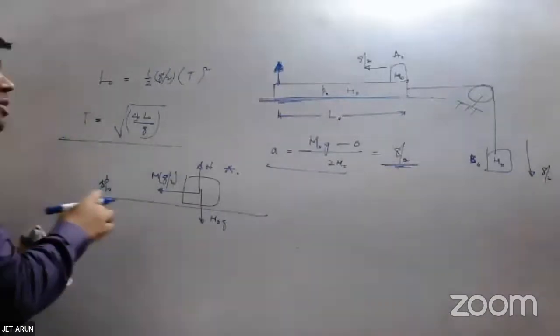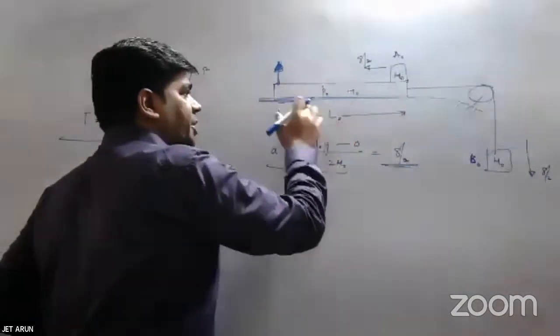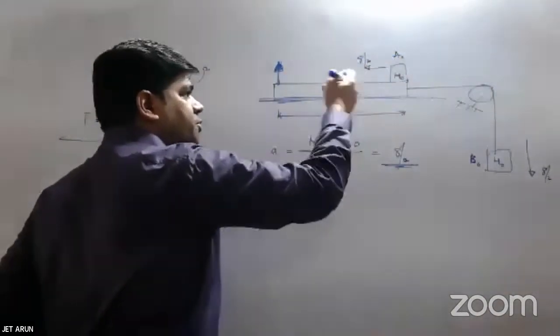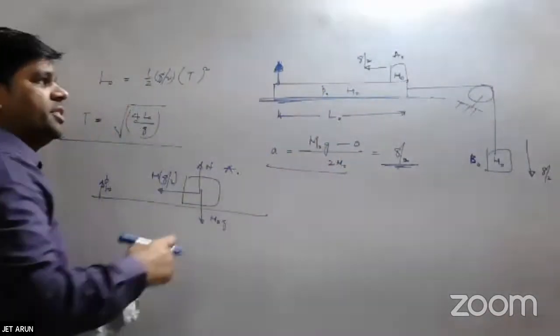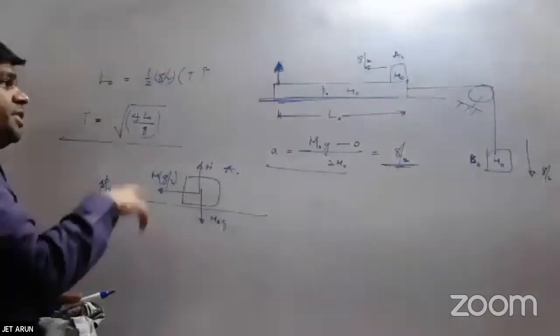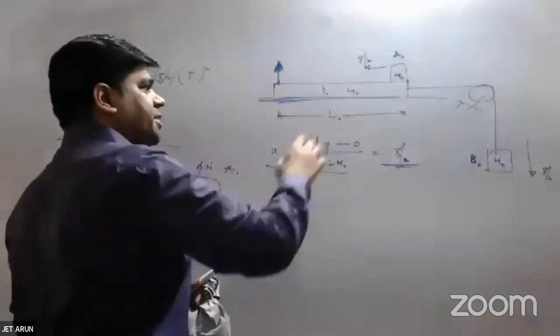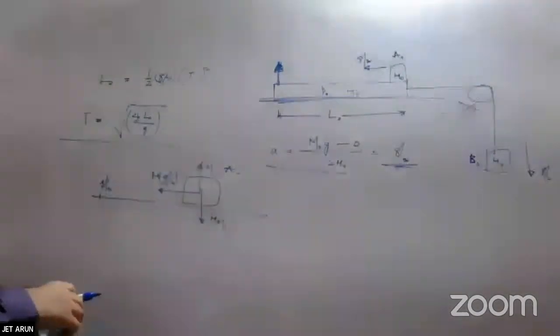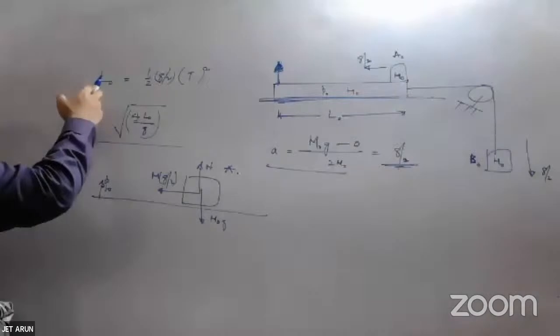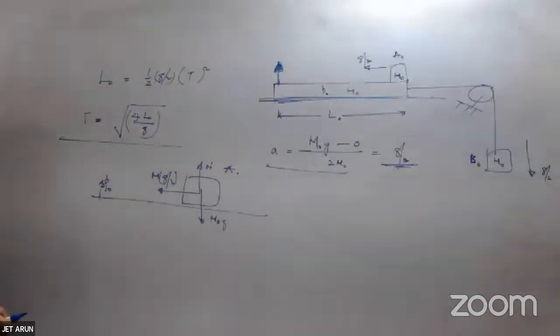Or I could as well find the acceleration of the plank. Standing on the plank, the acceleration of the particle would be g/2 towards left. Relative acceleration would be g/2 towards left. And it will cover this length L with that relative acceleration g/2, which is L naught equal to half a t squared. I'll get t as root of 4L by g.